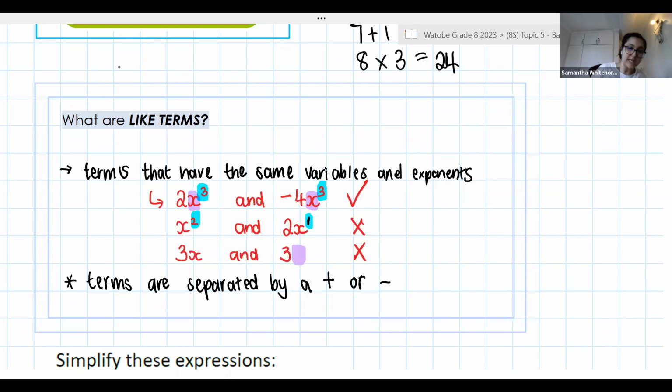I'm going to stop here in case anyone wants to take a screenshot. I'm also going to stop if there's anyone who wants to ask me a question or clarify anything. Otherwise, we're going to have a look at some examples. I'm just waiting in case you want to take a screenshot of that.